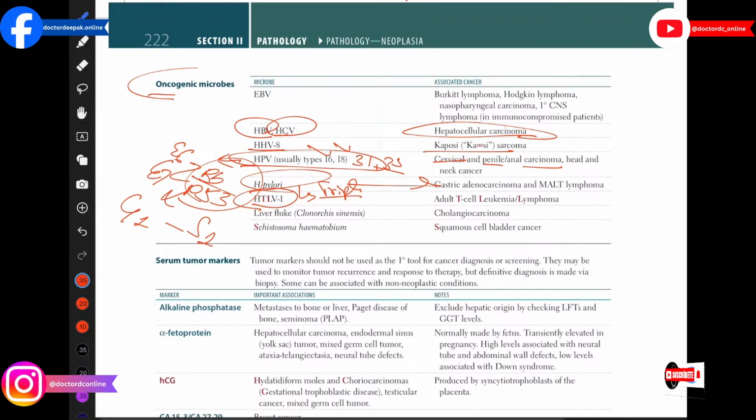And HTLV is causing adult T-cell leukemia lymphoma. Schistosoma haematobium causes squamous cell carcinoma, bladder cancer. How is it going to do that? This microorganism lays its eggs in the bladder, which causes irritation, and the transitional epithelium converts into stratified squamous epithelium, and that is called metaplasia. Due to this metaplasia, we convert to dysplasia in certain squamous cells, a precancer.